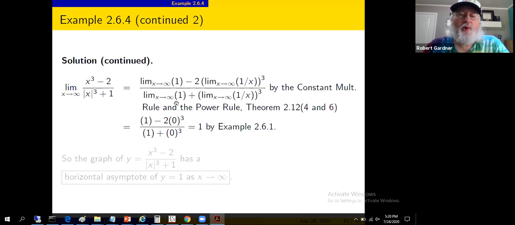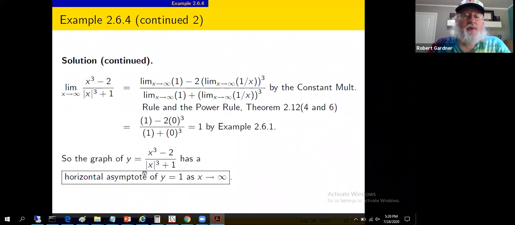So constant has a limit of 1, constant has a limit of 1, minus 2 times. This has a limit of 0, so does this. We get zeros there and there. Notice we get 1 divided by 1. We didn't get 0 in the denominator. We're good. We get 1 out. Example 2.6.1 justifies the substitution of the zeros there, part A, actually.